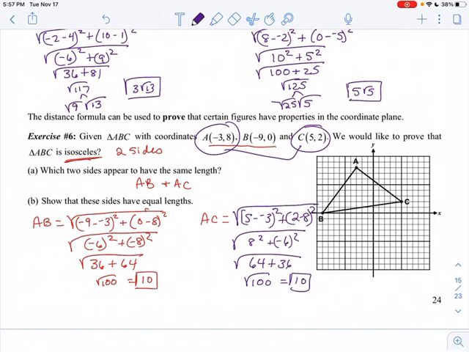So yes, is it isosceles? It's isosceles. How do I know it's isosceles? Because AB is congruent to AC. So it's an isosceles triangle. And that is a coordinate geometry proof. All right, so we'll practice our distance formula.